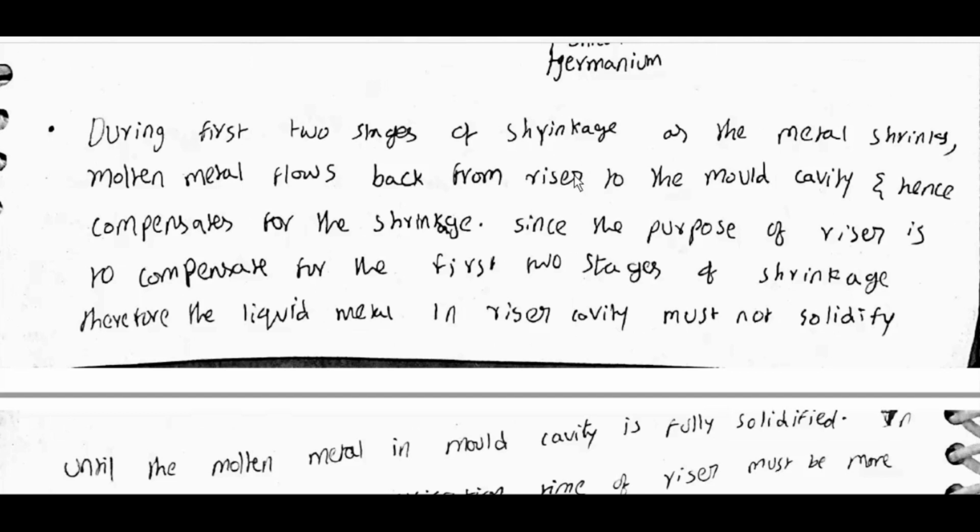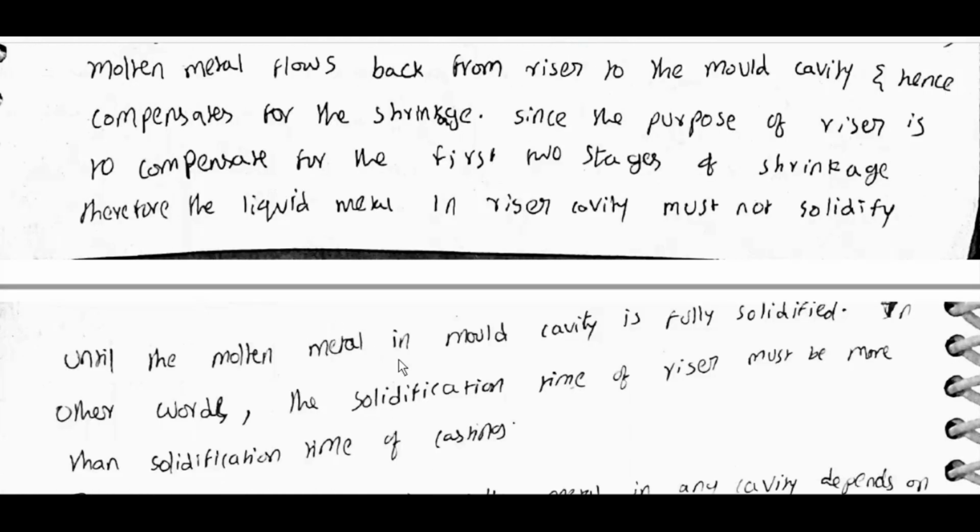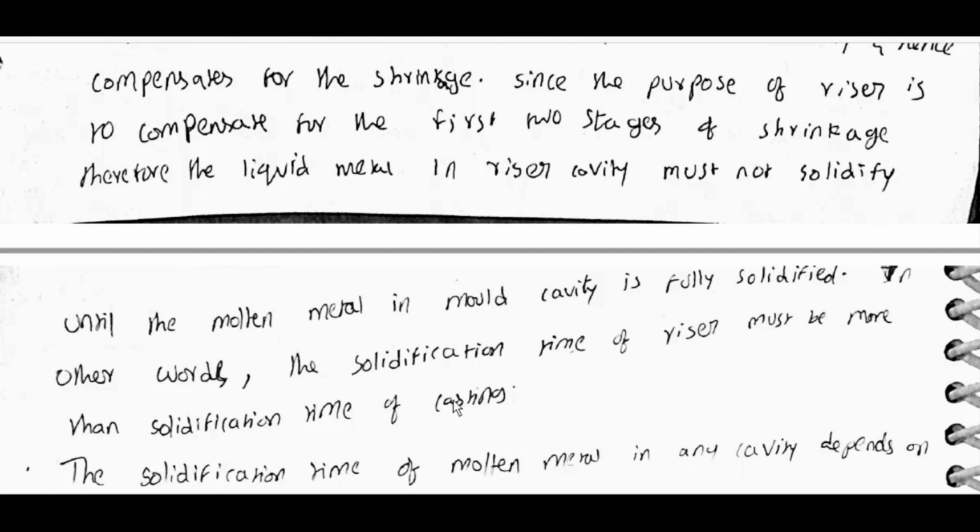During the first two stages of shrinkage, as the metal shrinks, the molten metal flows back from the riser to the mold cavity and hence compensates for shrinkage. Since the purpose of the riser is to compensate for the first two stages of shrinkage, the liquid metal in the riser cavity must not solidify until the molten metal in the mold cavity is fully solidified. In other words, the solidification time of the riser must be more than the solidification time of the casting.